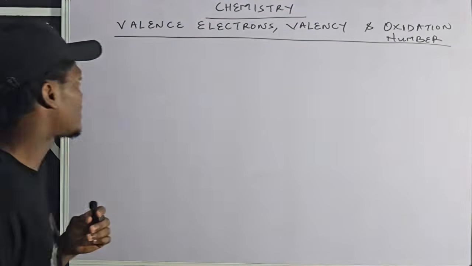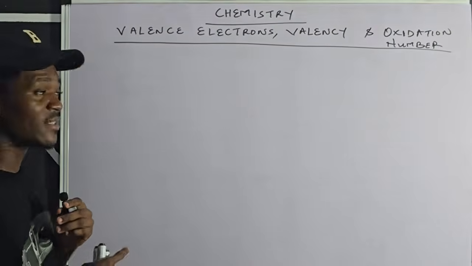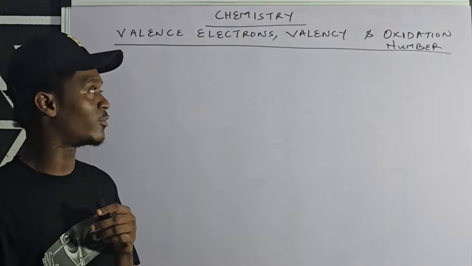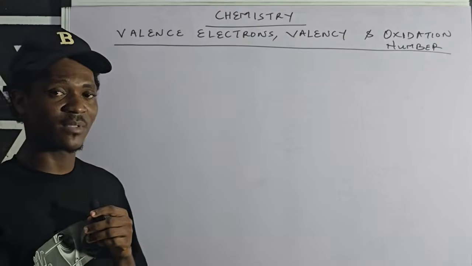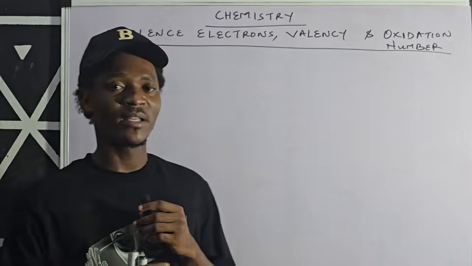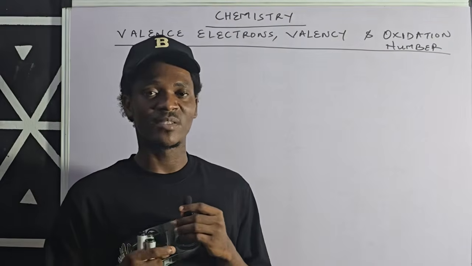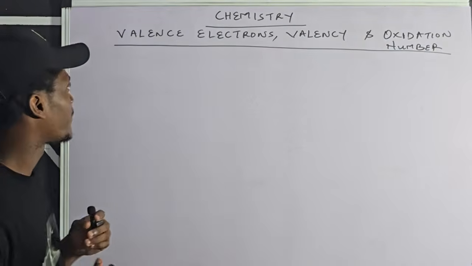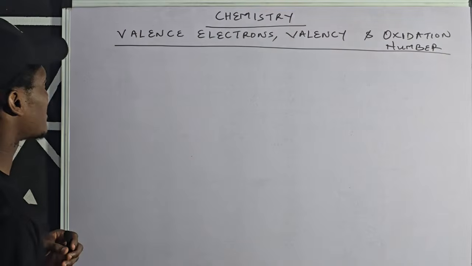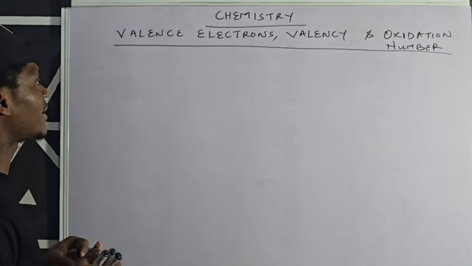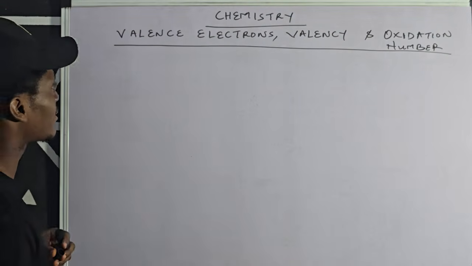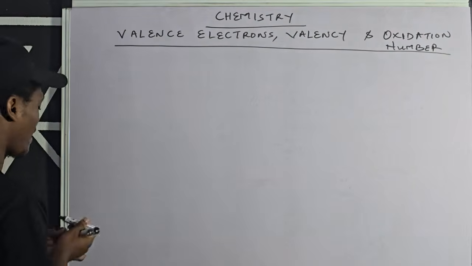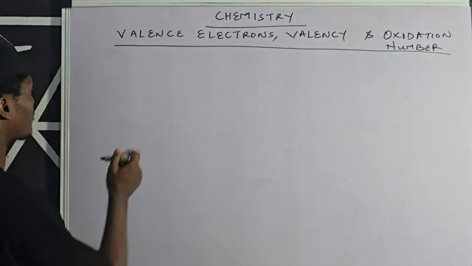Considering these three terms, we have valence electrons, we have valency, and we have oxidation number. Most times, when students are confronted with these terms, they mistake one for the other. So let me try to break it down. Starting with valence electrons. What are valence electrons? Valence electrons are simply outermost shell electrons. They are outermost shell electrons.